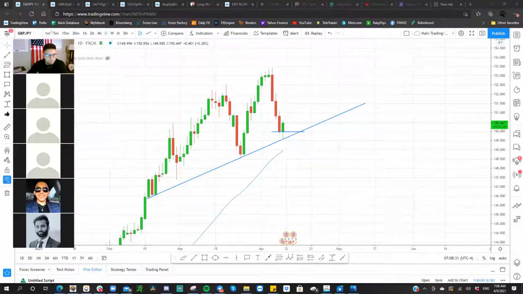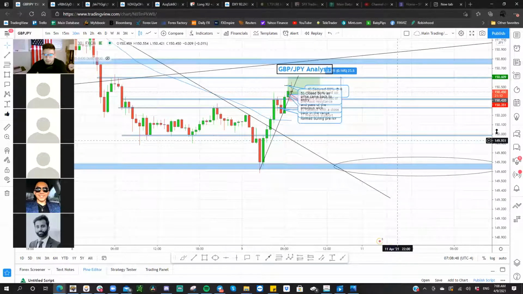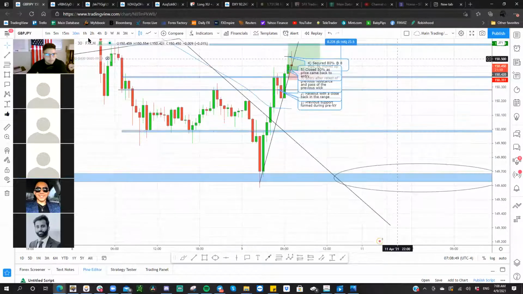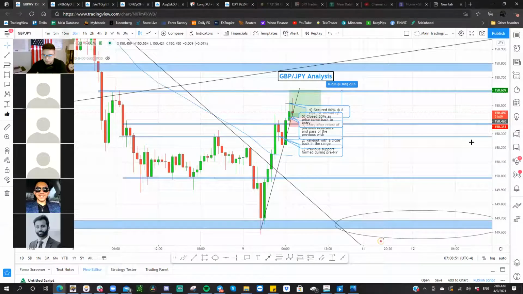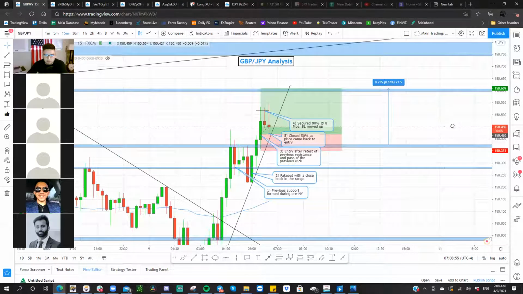Did you guys take any trades yet? Yes, I took a buy on GJ. Nice. Let's see where we're at right now. Oh, we're retracing a little bit. I already closed 50% when it came back to my entry anyway, but secured 80% at 8 pips.